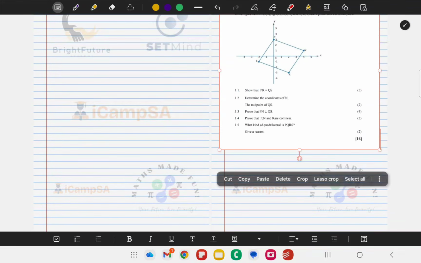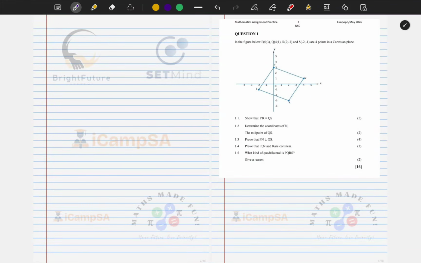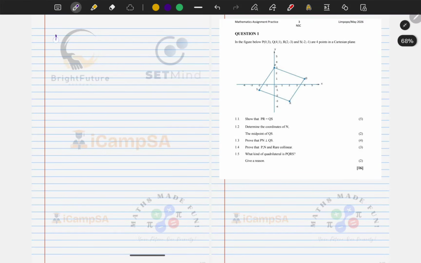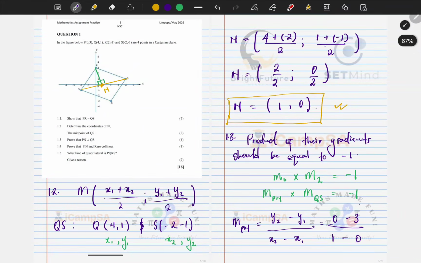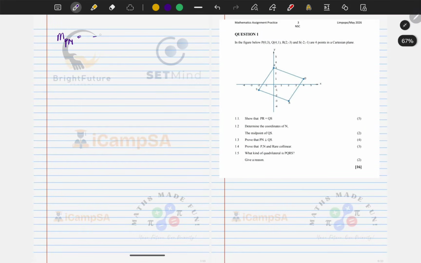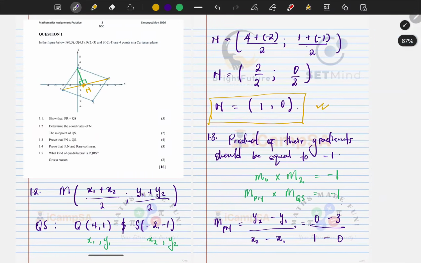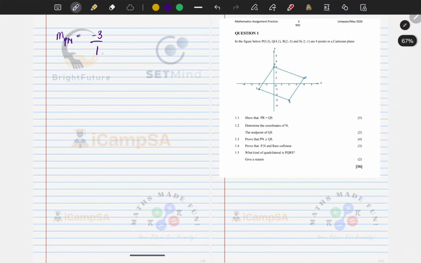Let's move this here. So your m for PN is going to be 0 minus 3, it's negative 3 over 1 minus 0, which is just 1. So this is going to be equal to negative 3. So your m_PN is equal to negative 3. Right. So now let's find your m for QS.